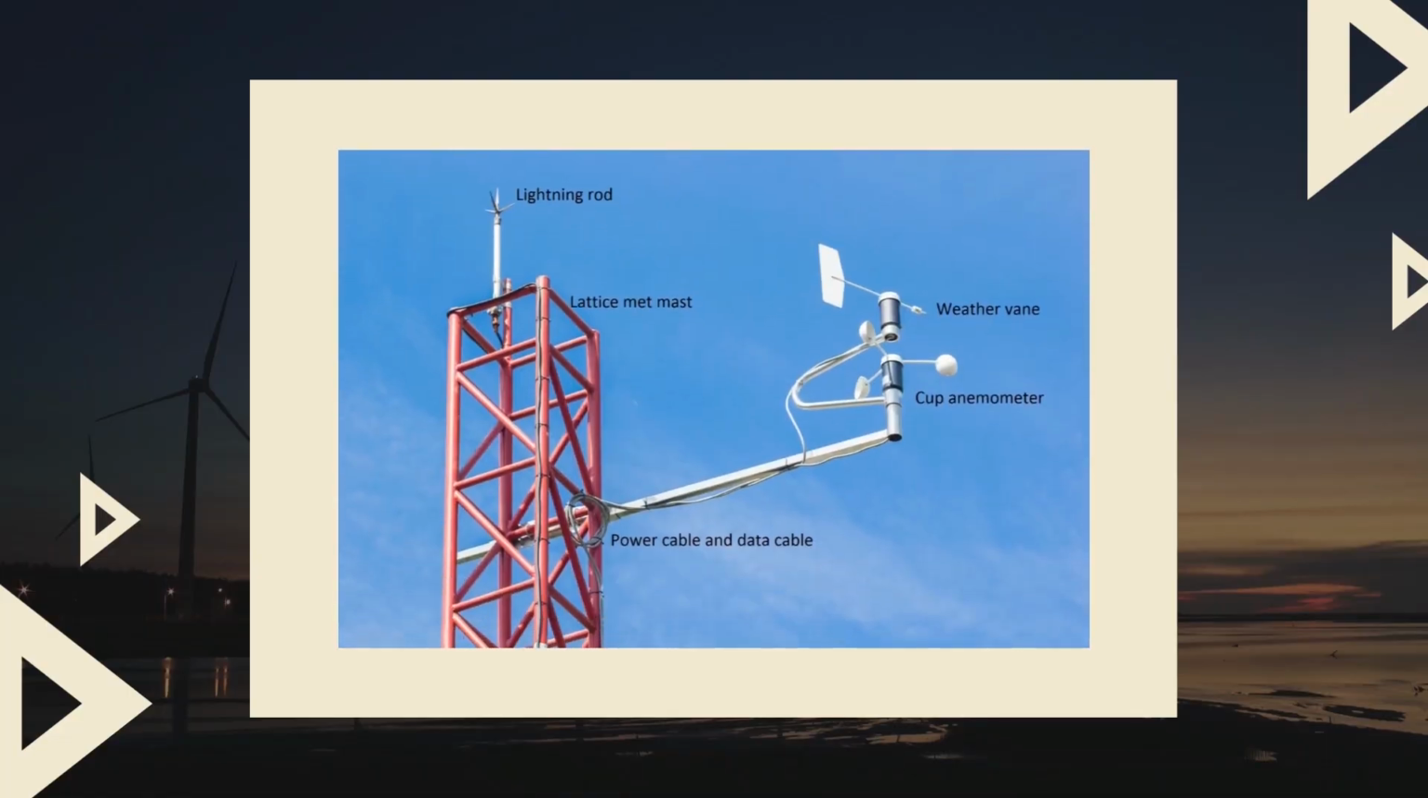Dear learner, before starting the wind turbine components, we have to understand the basics of wind energy theory and practice. Under this category, the following parts play a major role. First one is lightning rod, second one is lattice mast, third one is cup anemometer, next weather vane, and the last one power cable and data cable. We will discuss each and every component in upcoming videos.